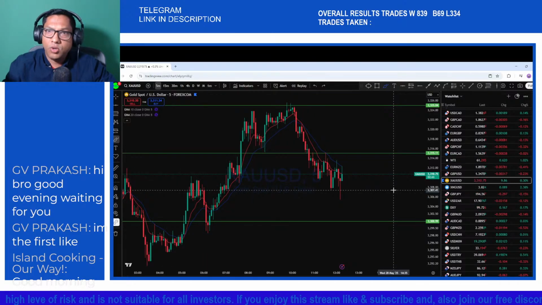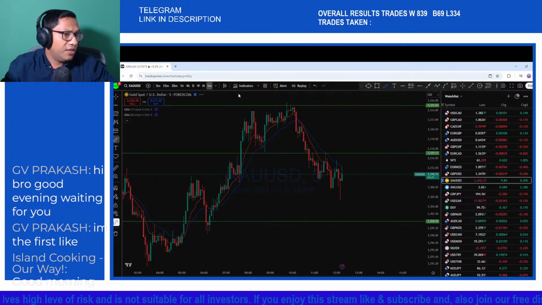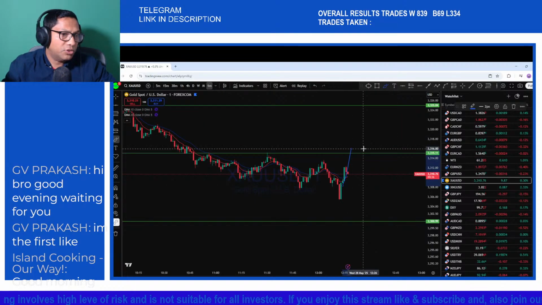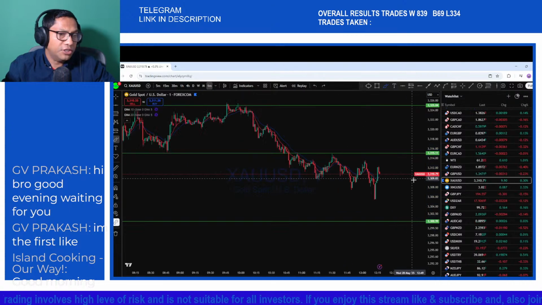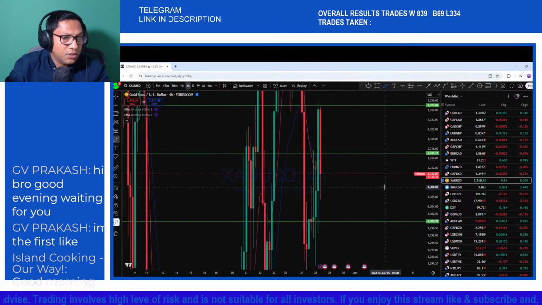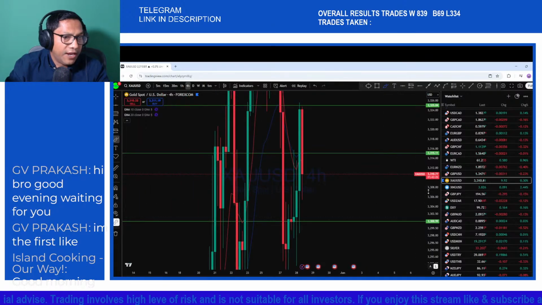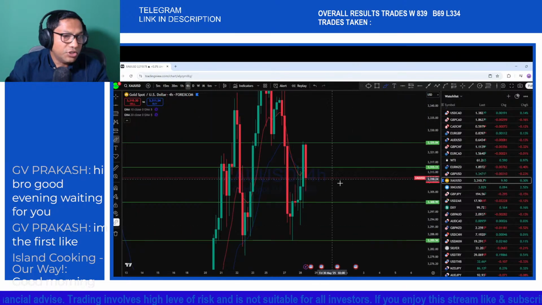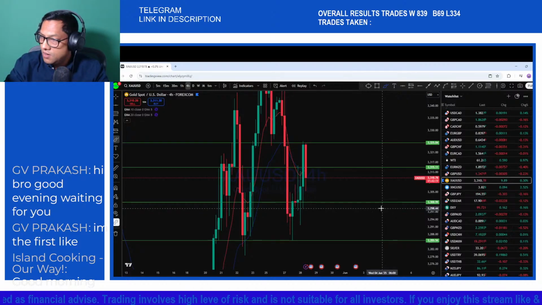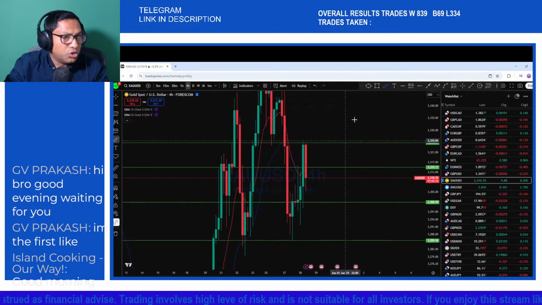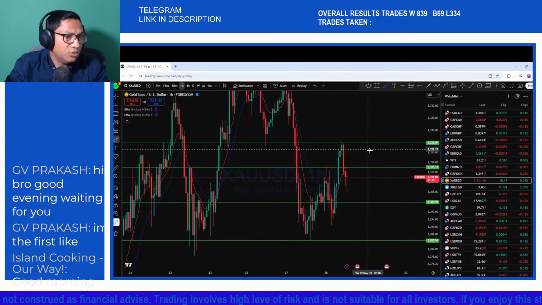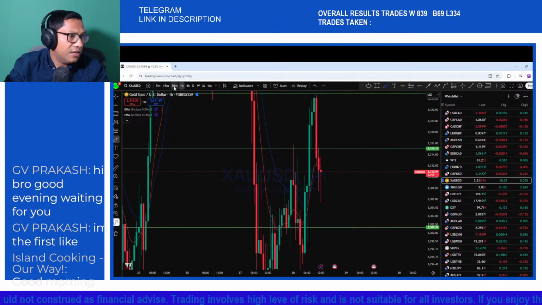Where we can find entry is with any kind of break of structure to the upside and then a selling opportunity, because it's a falling market at the moment. So we will be looking for entry for this potential drop. What I could see is the market potentially dropping down here, which is currently in a downtrend.